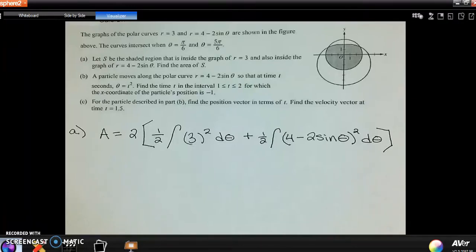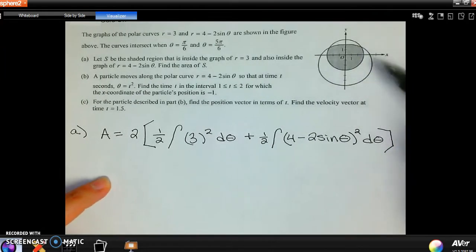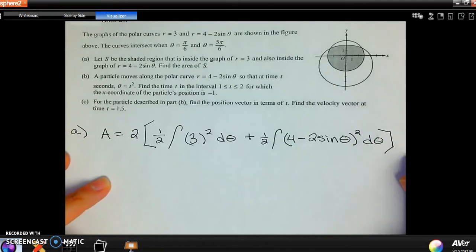Okay, this is a free response question over polar coordinates. So this is from the AP sample questions from Unit 5. Here we have two graphs, looks like some sort of a limaçon and a circle, and it is asking us to find the area of the shaded region inside the circle and also inside of the limaçon. So this area here, they have it shaded for you.